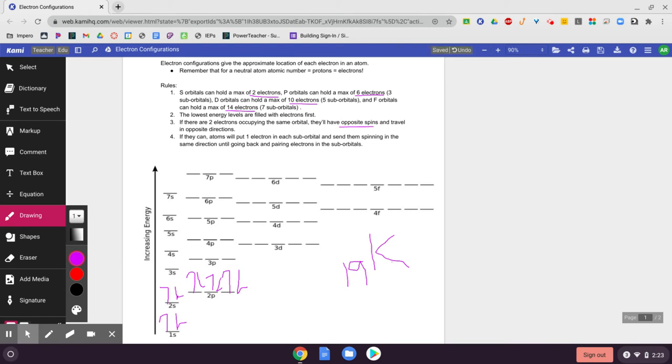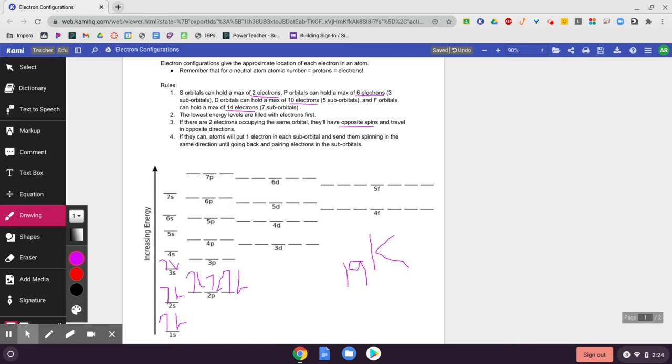So if I look at my total number of electrons right now, I have 10. 1, 2, 3, 4, 5, 6, 7, 8, 9, 10. But we got to get to 19. So 9 more to go. If I go to my diagram, I can see that the next orbital I come to is 3s. So I can put 2 more into 3s. So there's 12.